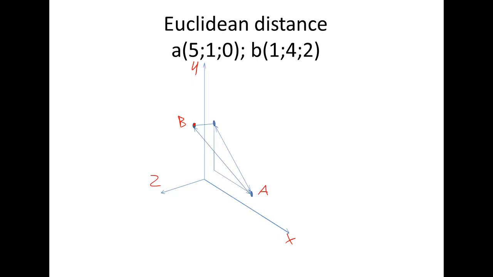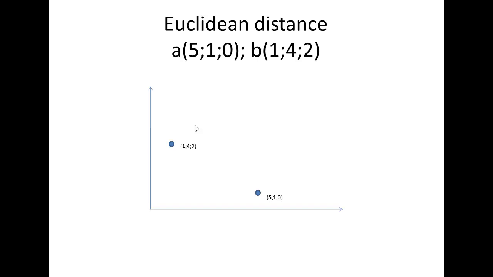Well, let's at first shy away from that z-axis. Let's draw only the x and y-axis, and these are indicated in bold here. So we're looking at coordinates 5, 1 and 1, 4. This we actually already did. So what we can do is draw a right triangle.